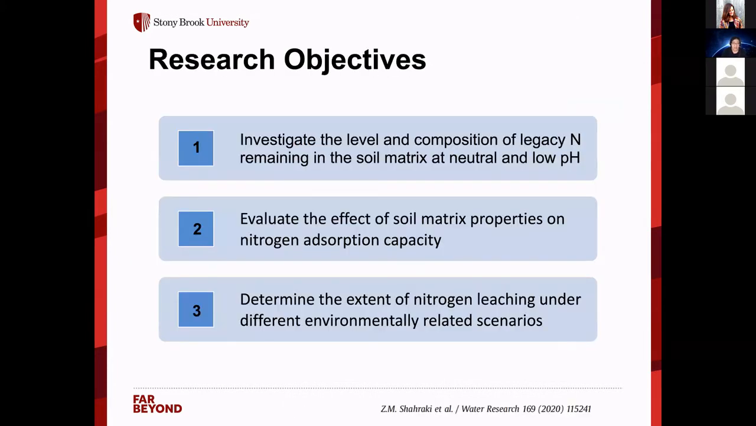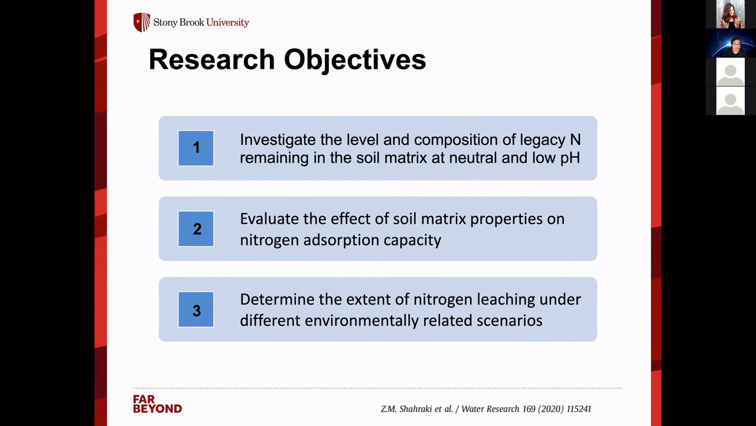In this case study, we have 3 research objectives. The first one is to investigate the level and the composition of leaching nitrogen remaining in the soil matrix at 2 pH conditions. The neutral pH represents the leaching pools currently in use, and low pH represents the pools that have been acid washed or have been abandoned after acid wash. The second research objective is to evaluate the effect of soil matrix properties on the nitrogen absorption capacity. The last one is to determine the extent of nitrogen leaching under different environment-related scenarios.